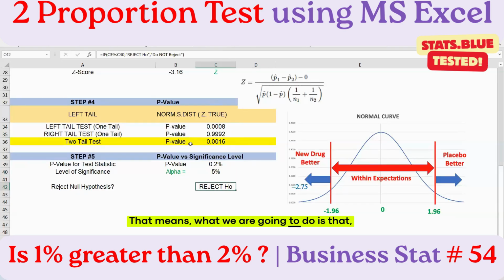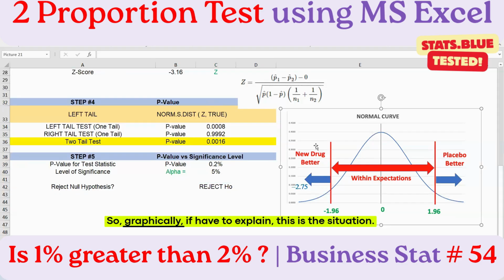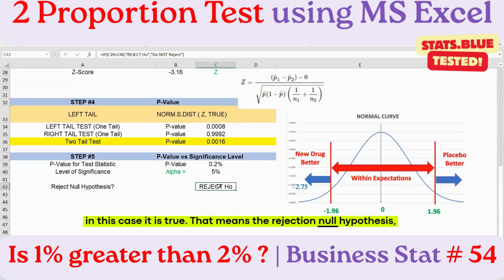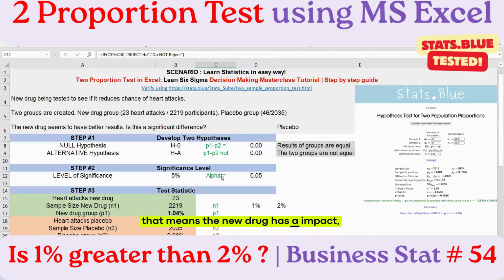That means if this value is less than this, we are going to reject the null hypothesis. That means we are going to accept the fact that the new drug has an impact. So graphically, if I have to explain, this is the situation. The critical value should be minus 1.96, and the z value we are talking about should be well within this. And then this is the new drug and placebo effect and all that. So both have extremes. And if the p value is less than or equal to 5%, which in this case is true, that means reject the null hypothesis. That means the new drug has an impact, has got the better result.